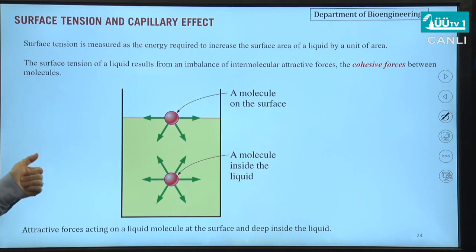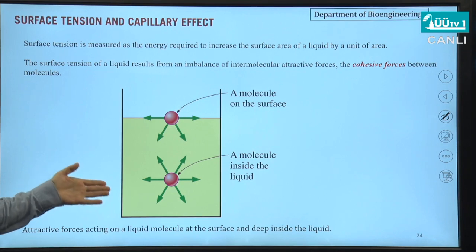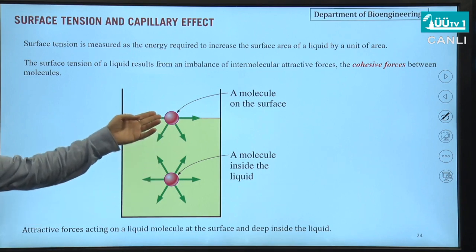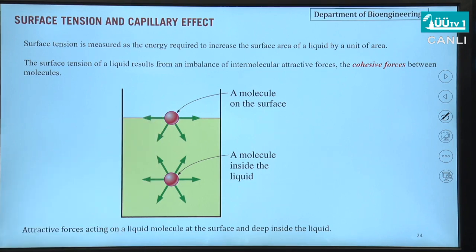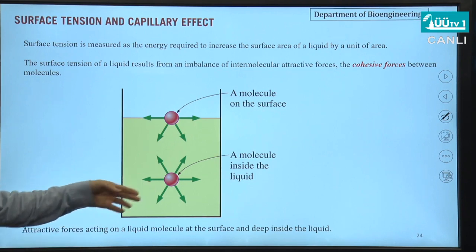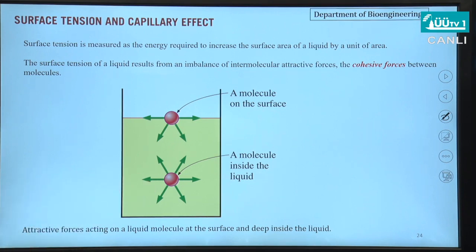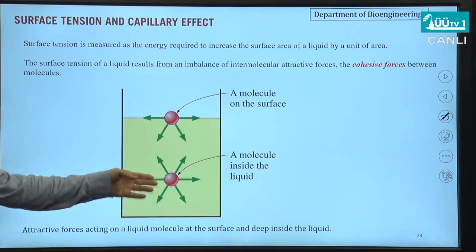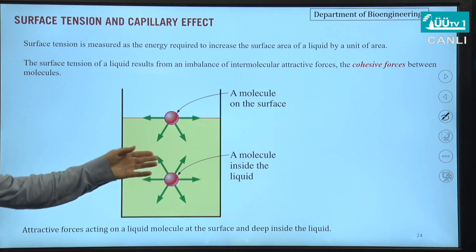But to understand in more detail, here I put a picture. This is a molecule inside the liquid, and this molecule is on the surface of that liquid. We know that for a molecule inside the liquid, the forces between the adjacent molecules are in balance. These intermolecular or attractive forces are called cohesive forces. So in this case, these forces are in balance, okay?